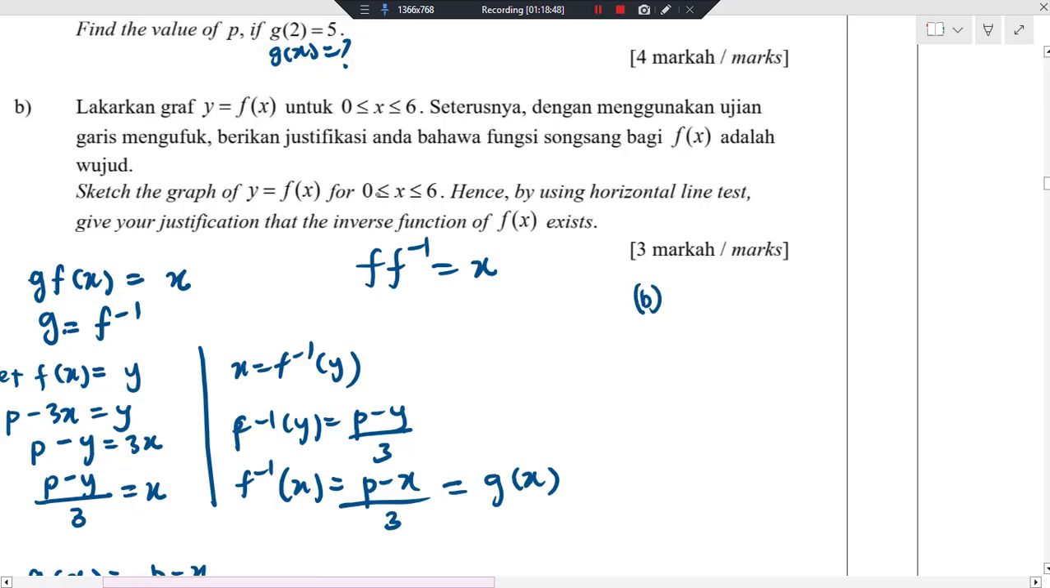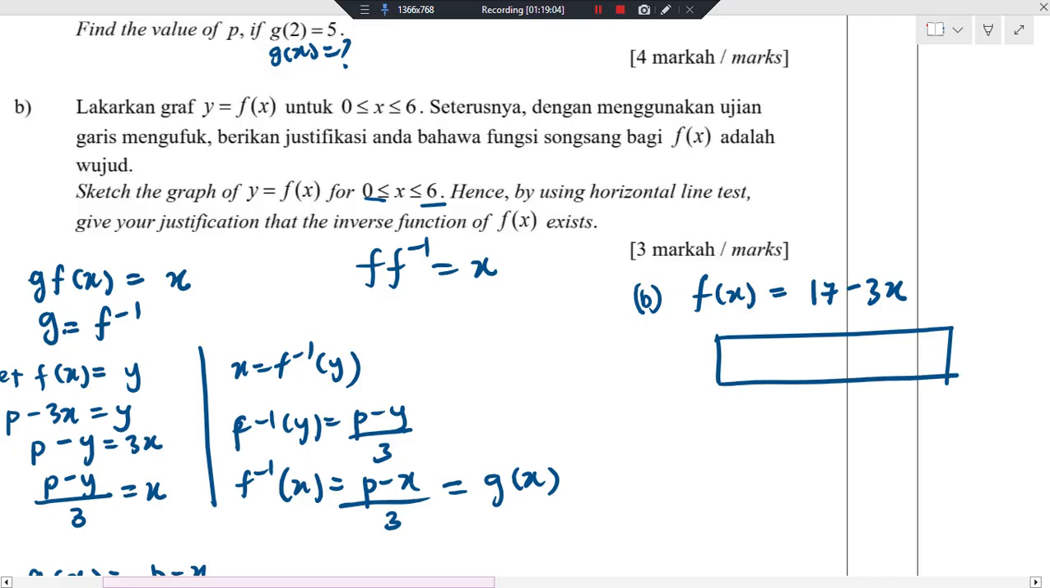Kita cuba dapatkan dia punya value tu semua dulu. Ini x, ini fx. If 0, 1, 2, you nak dapatkan semua pun boleh, atau selected values pun boleh juga. Not necessary everything, okay? You nak dapatkan 2 value saja pun boleh jugalah. Kalau you nak buat 6 pun boleh juga. Because we are not going to draw in scales. Sketching means what? I already explained to you in my quadratic class, right?